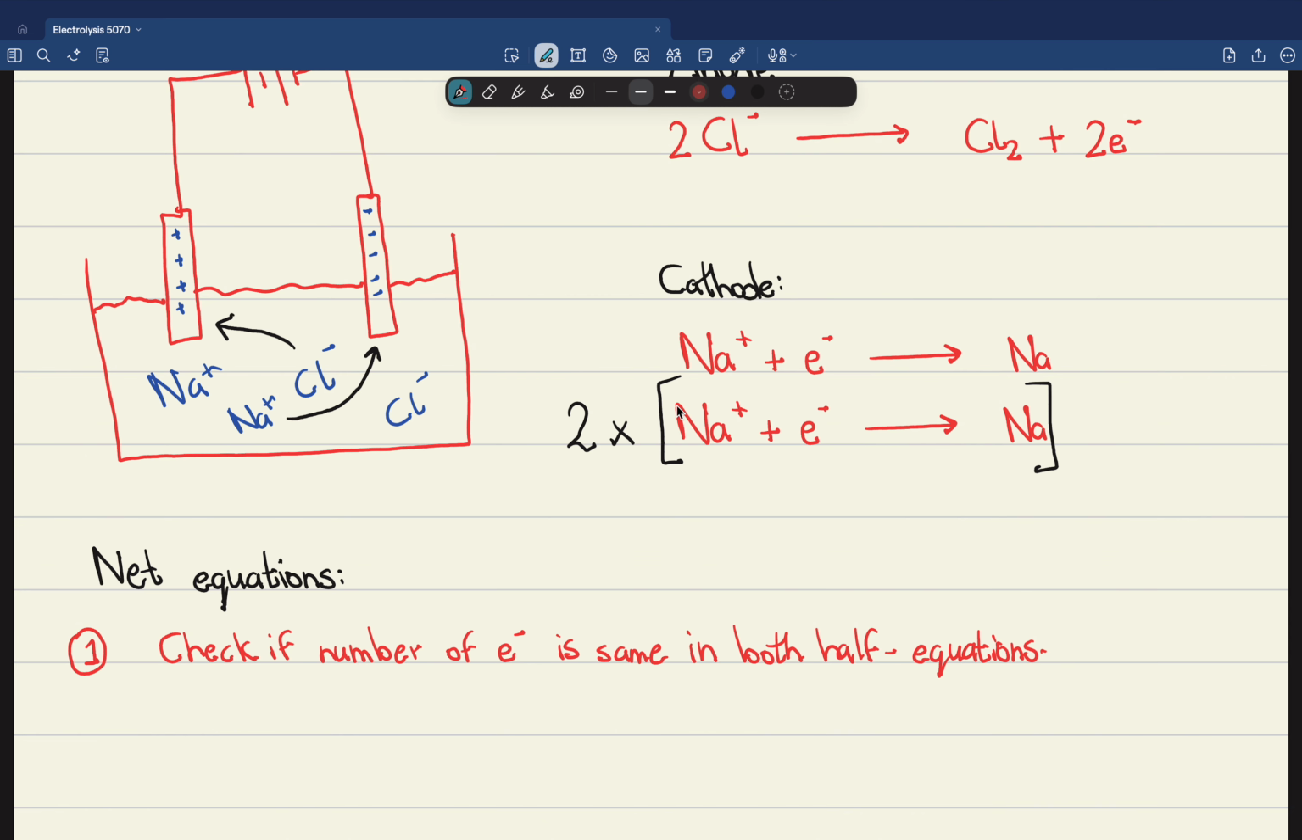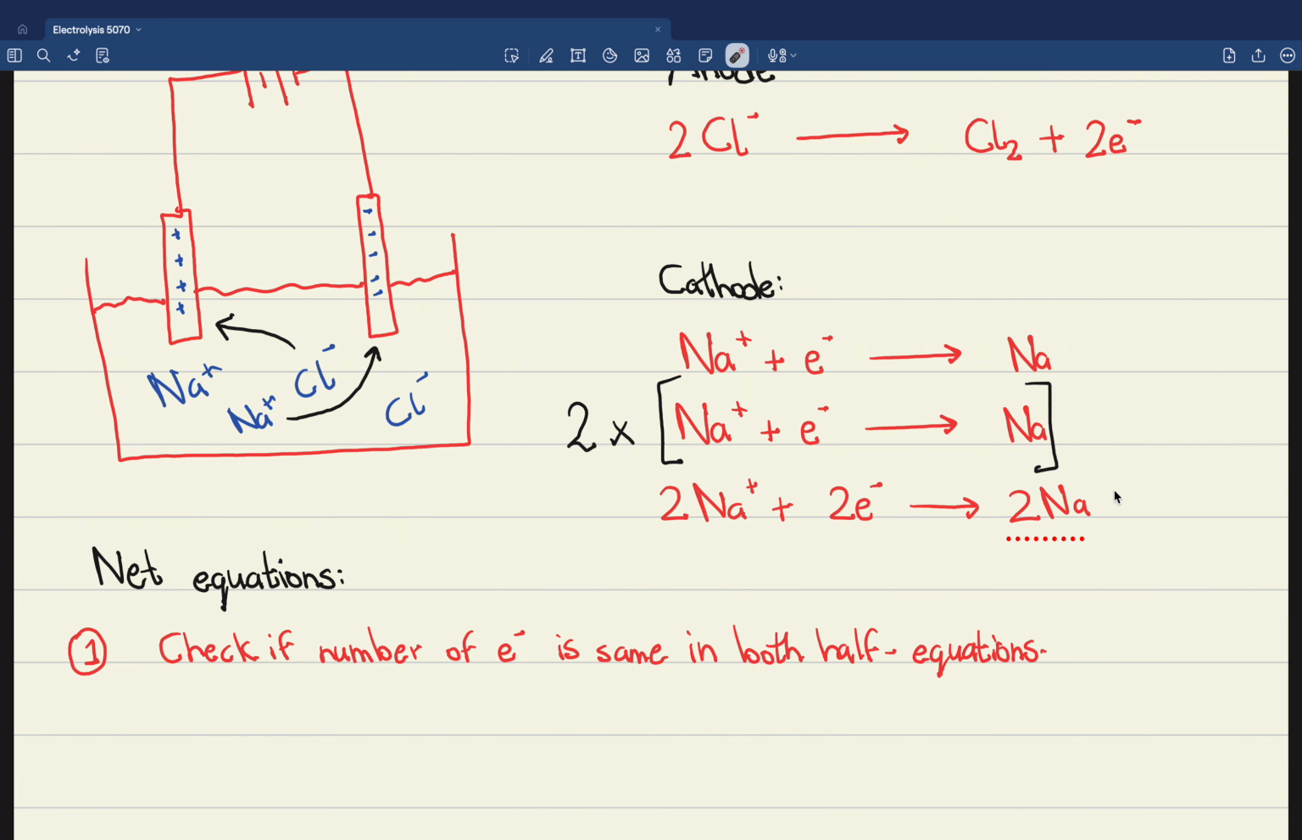Okay, so 2 multiplies with sodium ion, which forms 2 sodium ions, right? And 2 multiplies with an electron and that becomes 2 electrons, and then this 2 also multiplies by this sodium atom and it becomes 2 sodium atoms, right? Okay, so now we have this equation and we have this equation. Now there were 2 electrons in this one and 2 electrons in this one, right? Now the number of electrons are balanced.